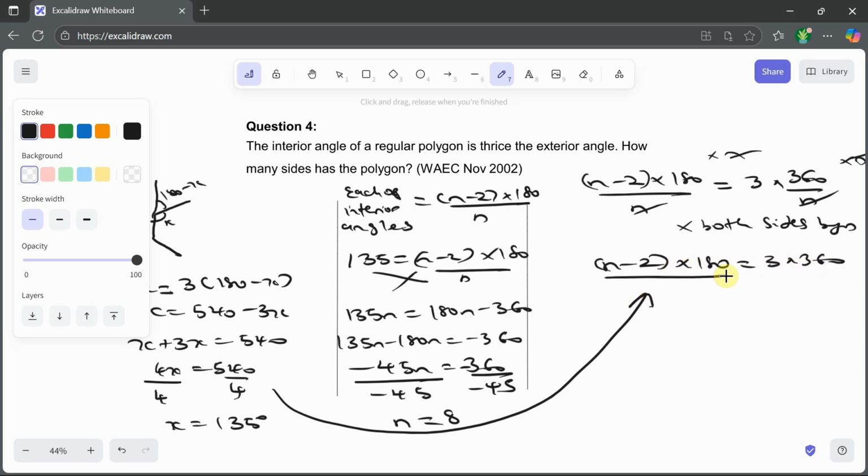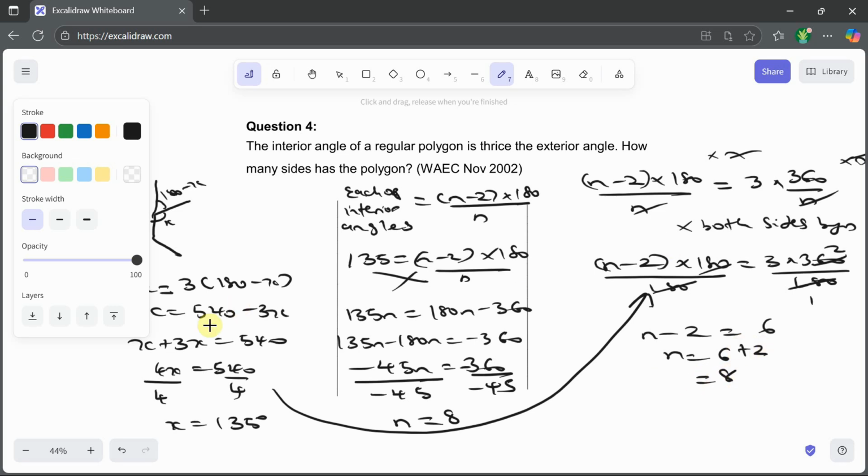And I can divide both sides by 180. 180 here cancels 180 here, so what I will have is n minus 2 is equal to 3 times 2, that will give you 6. So our n is equal to 6 plus 2, which is equal to 8.